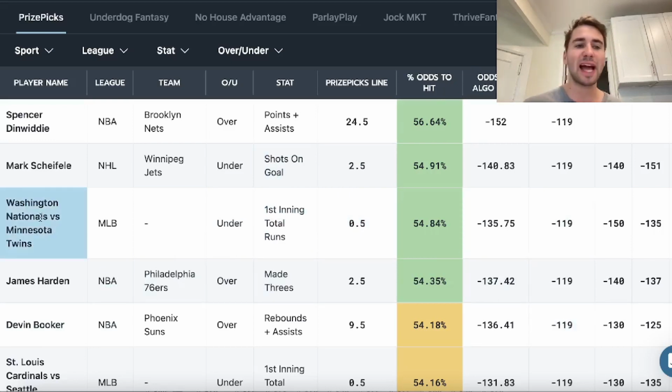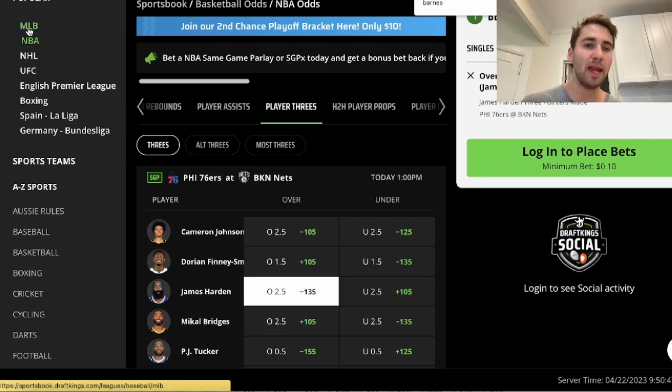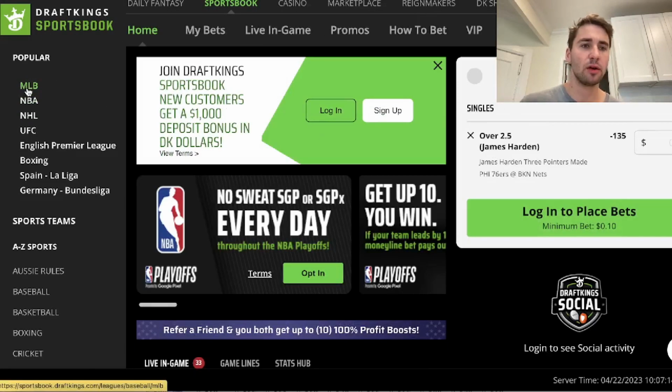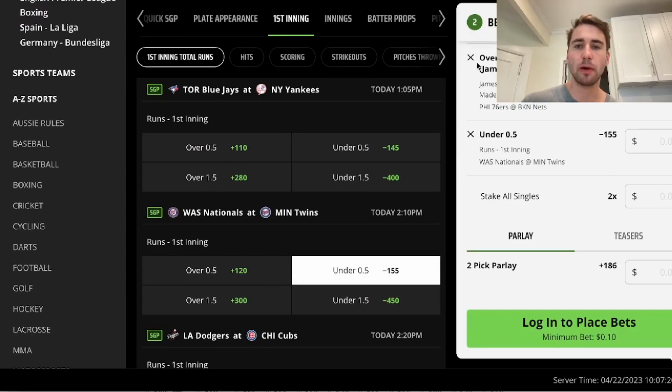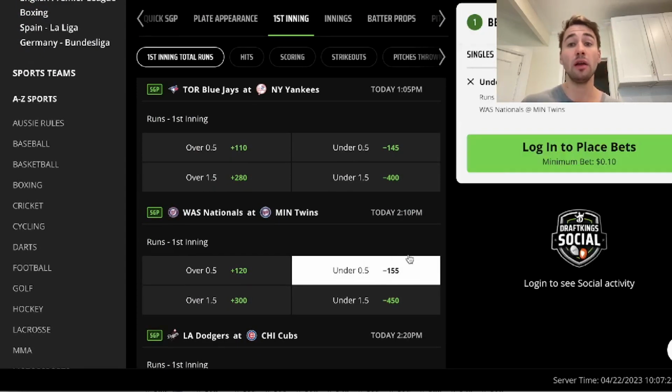Then you can see, in the Nationals-Twins game, we can switch over to the MLB. And then if we go to first inning, what you're going to see is in the Twins game, all of the sportsbooks have the under half of a total run. So the NRFI, the no runs in the first inning, all of the sportsbooks have the NRFI as the heavily favored outcome, right?